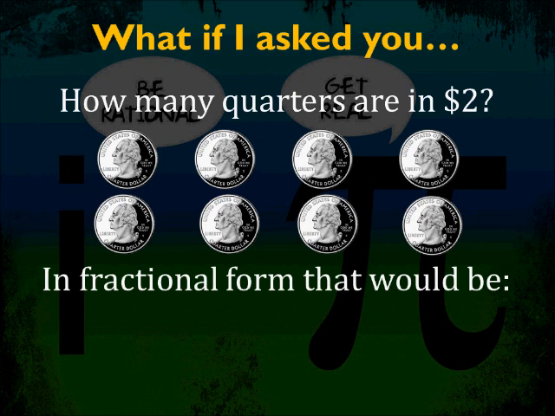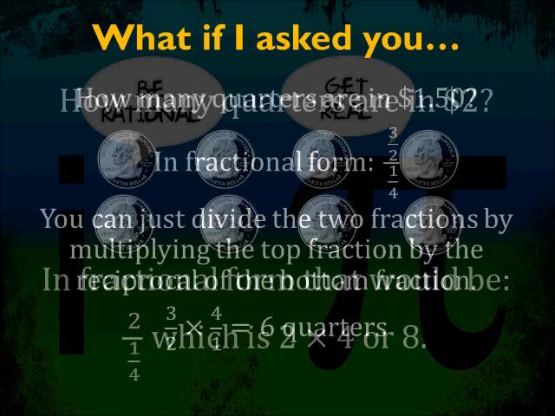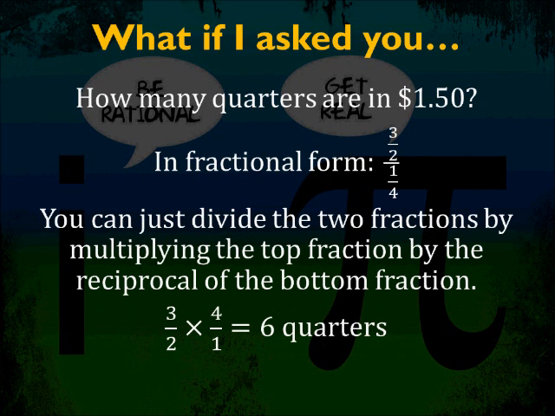If you were to write a fraction, you would have $2 in the numerator and 1/4, hence the name quarter, in the denominator. So when you divide by a fraction, you multiply by its reciprocal, which is 2 times 4, or 8. So if I ask you now, how many quarters are $1.50, you would basically write it as 3/2 over 1/4. Remember, by dividing the fractions, you can multiply the top fraction, which is 3 over 2, by the reciprocal of the bottom fraction, which is 4 over 1. So you end up with 6/4.